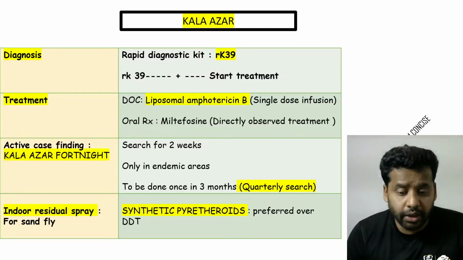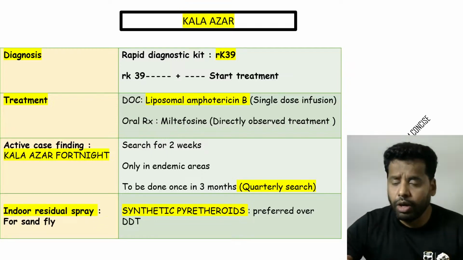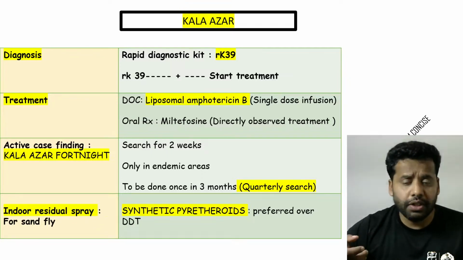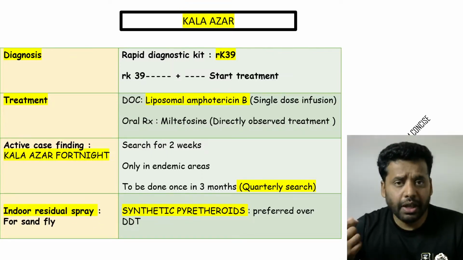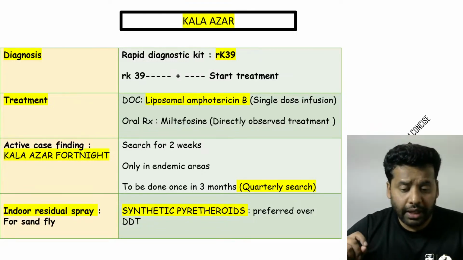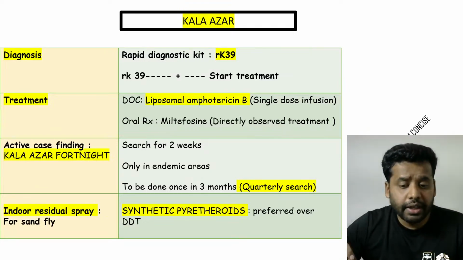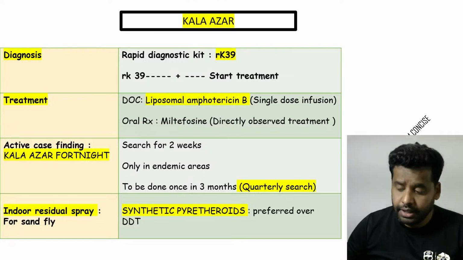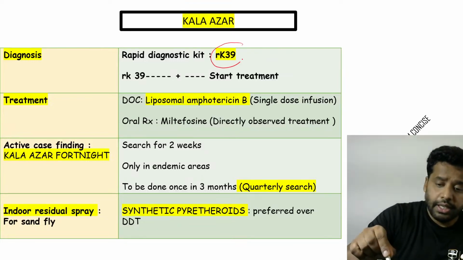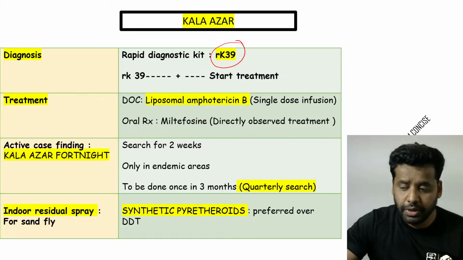So what is the diagnostic test of choice? No need to go for bone marrow biopsy or splenic aspirates. Those are invasive. There is one rapid diagnostic kit, RK39. RK39 is an antibody detection kit against the K39 antigen. K39 is an epitope on the amastigote of Leishmania.